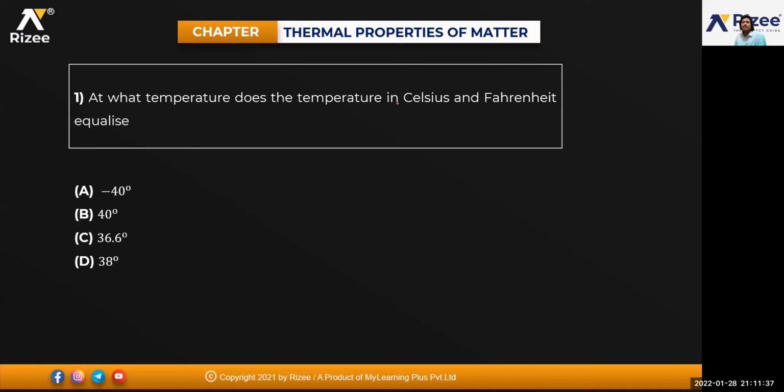At what temperature will the temperature in Celsius and Fahrenheit equalize? At what temperature will the temperature in Celsius and Fahrenheit equalize? Standard question. You might have done this one so many times. Give me the answer quickly.